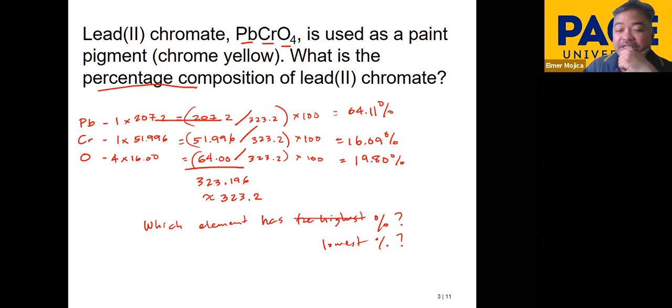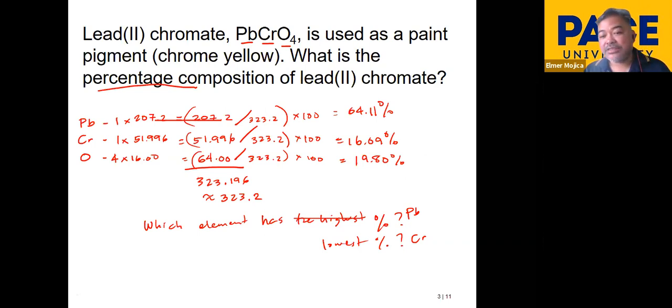So which element has the highest? Based on this, it's lead. Which element has the lowest percentage? Based on this, it's chromium. Okay? So those are the types of questions that you will be asked in percentage composition. Or you might be given other ways of questioning, but still, the way to answer the question is you have to determine the percentage.